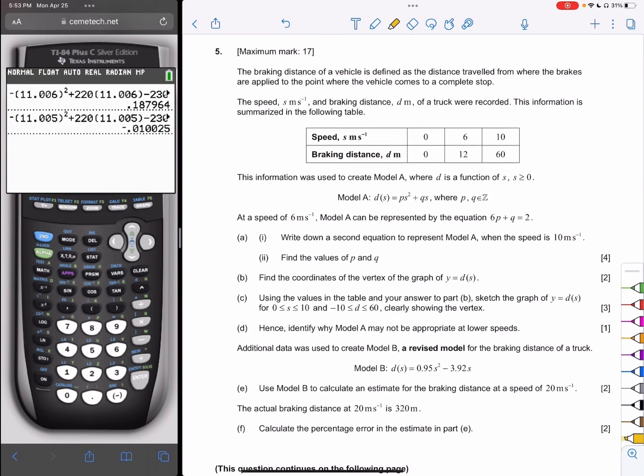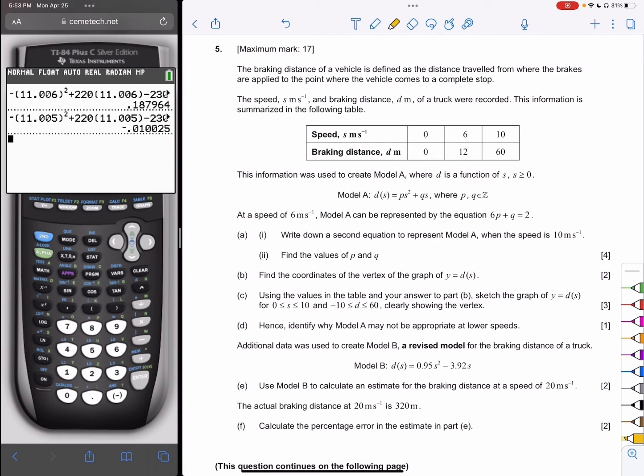So if we look at number 5 now. For number 5, the question says the braking distance of a vehicle is defined as the distance traveled from where the brakes are applied to the point where the vehicle comes to a complete stop. The speed S, which is in meters per second, and the braking distance D meters of a truck are going to be recorded. This information is summarized in the following table. So we have this information in the table here, and then it says below that this information was used to create model A, where D is a function of S and X has to be greater than or equal to 0.